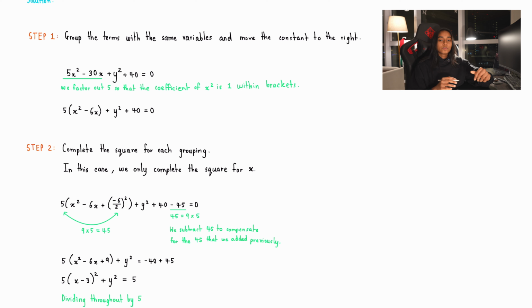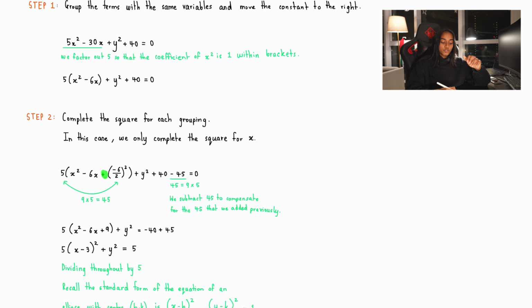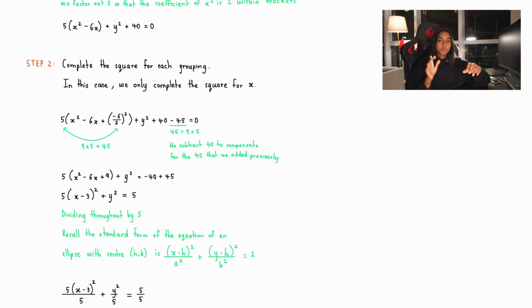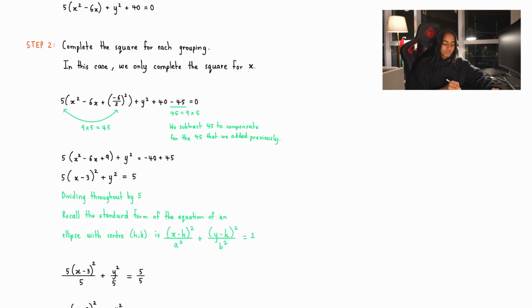When we do that, we're going to complete the square for each grouping, but in this case, we're only completing the square for x. And remember, when you're completing the square, whatever you add, you must subtract to keep things even. Remember, this is just to put it into our desirable form. So when we do that, we are going to simplify even more and divide throughout by 5.